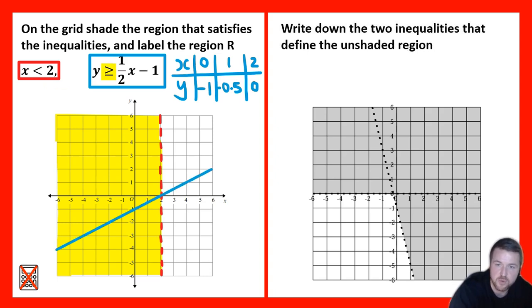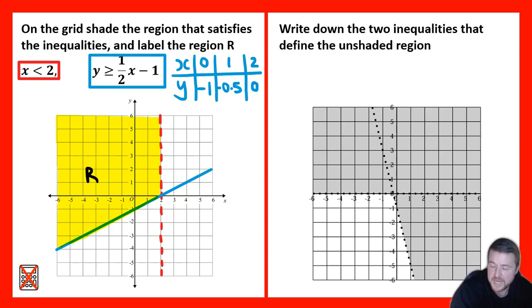Since the inequality symbol is inclusive, this would be a solid line rather than a dashed or dotted line. And since y is greater than, I'm looking for all of my values above the drawn line. Therefore, my region that needs to be shaded to satisfy both inequalities will be the region shown here. They've asked us to label this with the letter R. On to the next question.